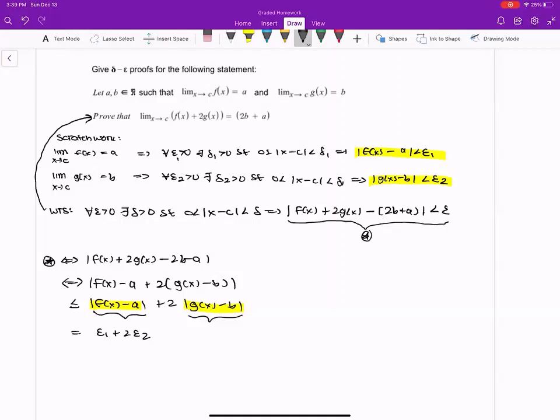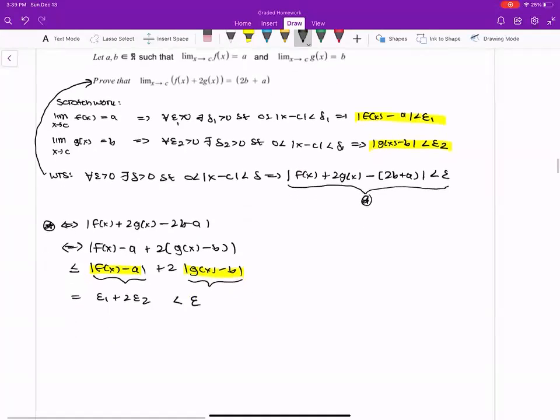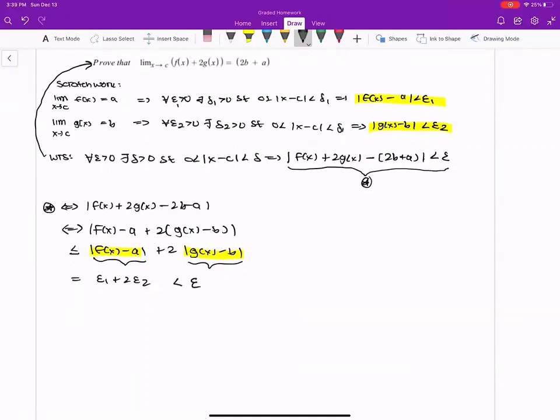Now we want this to be less than epsilon. So what values of epsilon 1 and epsilon 2 do we choose? So there are many different values. You can choose any values that you want. For example, I will be choosing epsilon 1 equals epsilon over 2, and therefore epsilon 2 must be epsilon over 4.